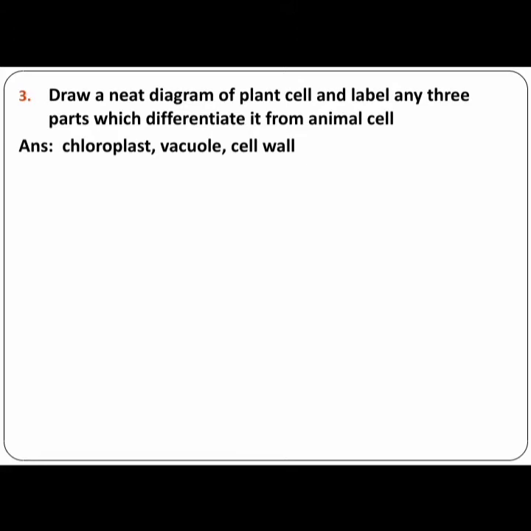First understand the question, because 2 or 3 questions have been merged and you should know this in order to write the answer. First they have asked to draw a neat labeled diagram of a plant cell. They have also mentioned a condition that you need not label each and every part. They have asked to label any 3 parts which differentiate it from the animal cell. The plant cell and animal cell have some organelles that are different, right? So you need to label those organelles.